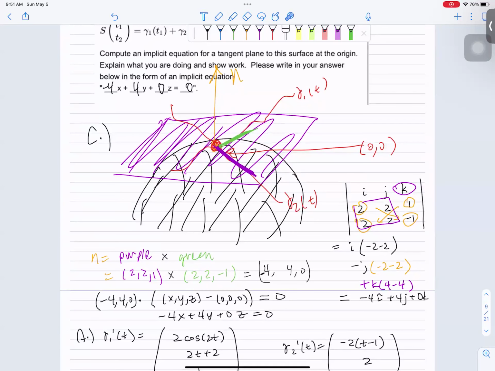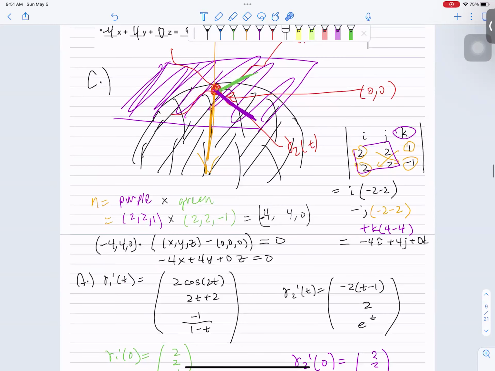It didn't matter. You could have done the green cross the purple or purple cross green. You'll still get some vector. The only difference is you might get the vector that points down, but they're still parallel. So they still count as the normal vector. So you could have done purple cross green or green cross purple. You'll get a scalar multiple of negative 4, 4, 0.